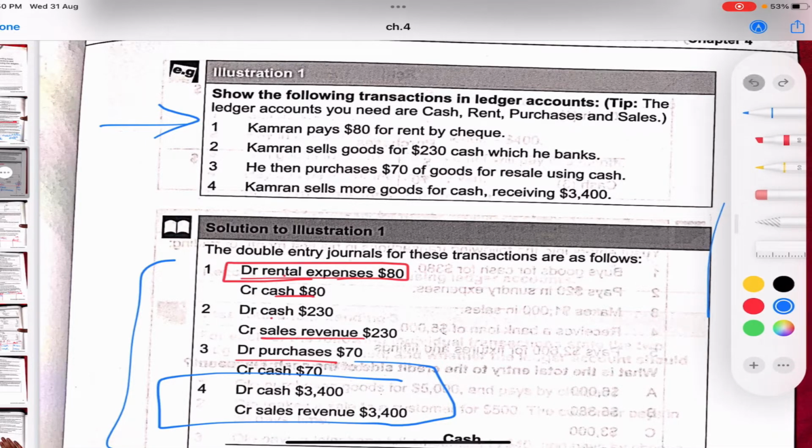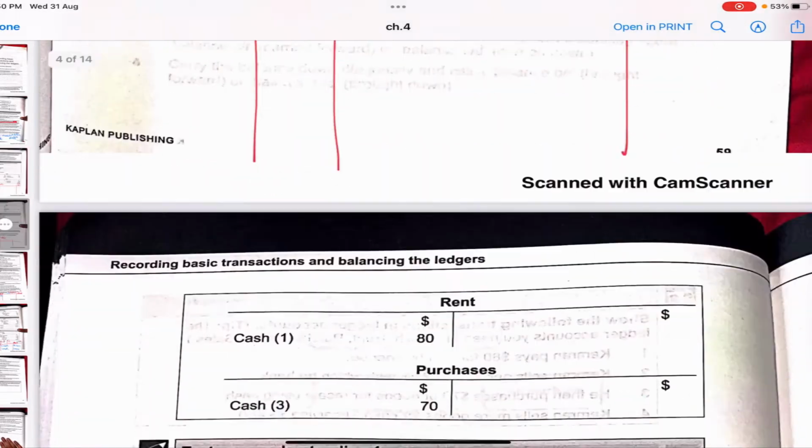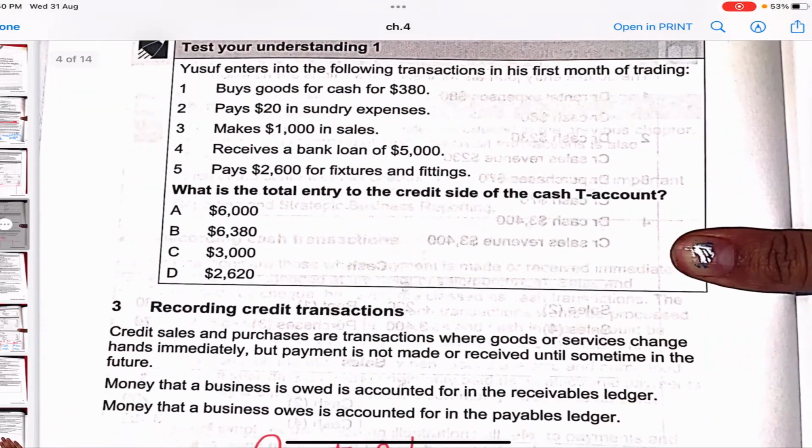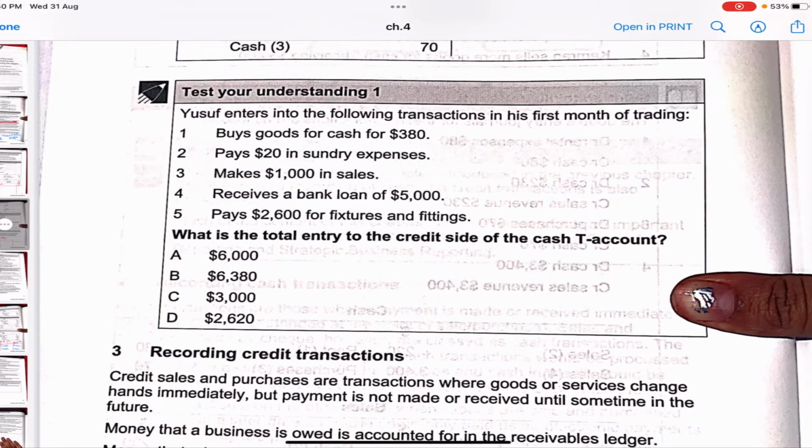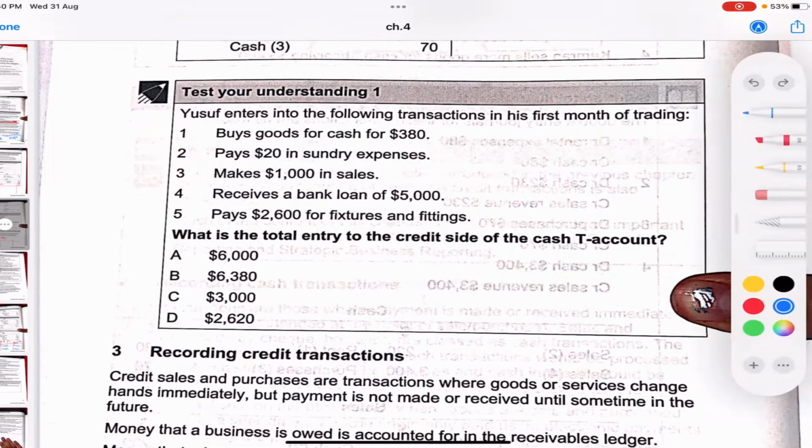Now let's move on. Let me just erase the answers. I hope you've written it. Even though the solution is there in the book, I want you all to do it by yourself. Right. Okay. After we finish this, what are we gonna do? So there's another test your understanding. Let's do that first. Yusuf enters into the following transactions in his first month of trading. Buys goods for cash. Okay, these are the transactions.